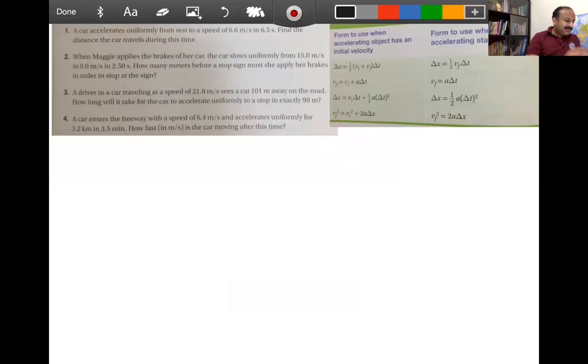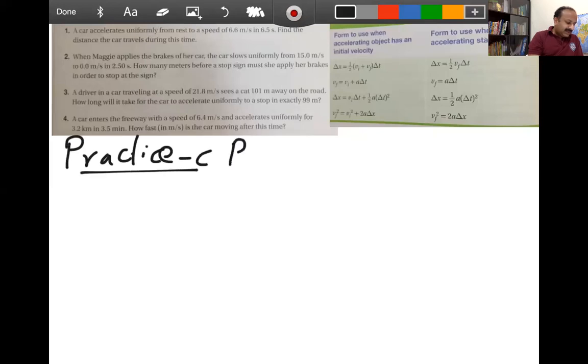But before that, let me write the page number and practice question. This is practice C, page 49. Question number 1: a car accelerates uniformly from rest. So it's having a uniform acceleration. It accelerates from rest, so that means your initial velocity is 0, to a speed 6.6 meter per second. So from rest, it reached a speed 6.6 meter per second.